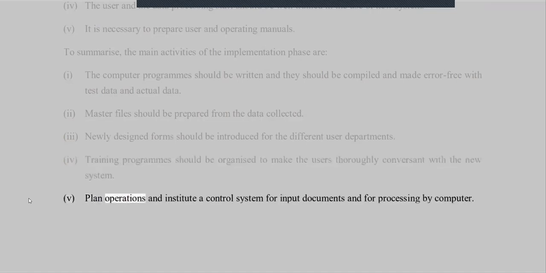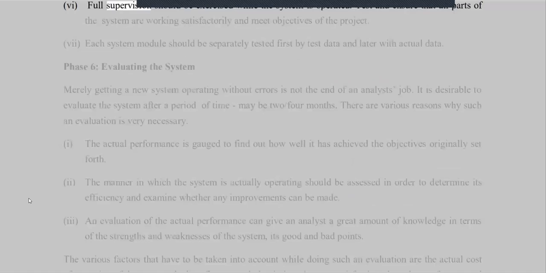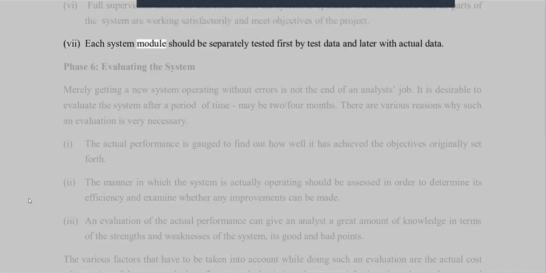5. We plan operations and institute a control system for input documents and for processing by computer. 6. Full supervision should be exercised while the system is operated. Test and ensure that all parts of the system are working satisfactorily and meet objectives of the project. 7. Each system module should be separately tested first by test data and later with actual data.